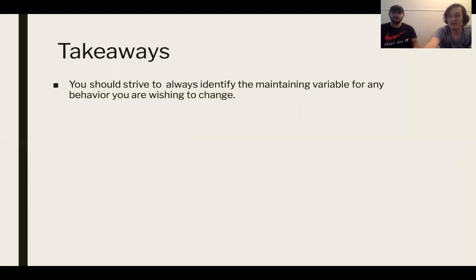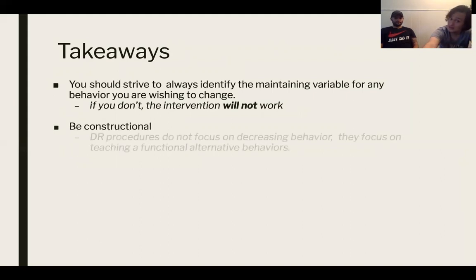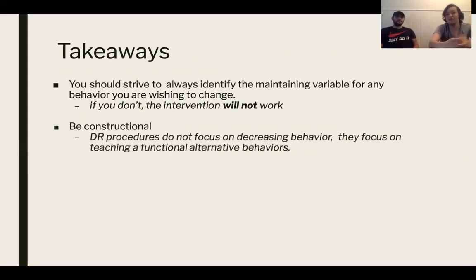So what are the big takeaways for these differential reinforcement procedures? Always identify that maintaining variable because it's crucial for the work. If you don't find it, the intervention will not work because it'll be arbitrarily selected. Another thing, you want to be constructional, right? Differential reinforcement procedures don't focus on decreasing behavior. It's a byproduct, but our focus is on teaching those functional alternative behaviors.